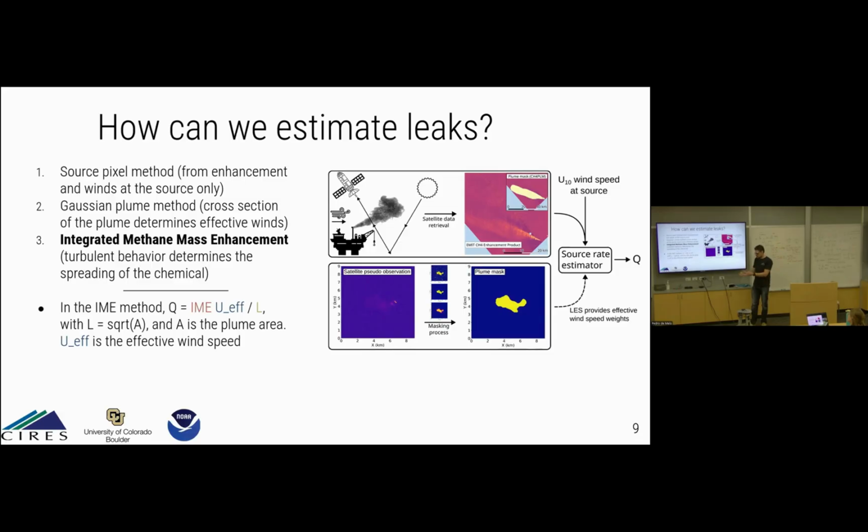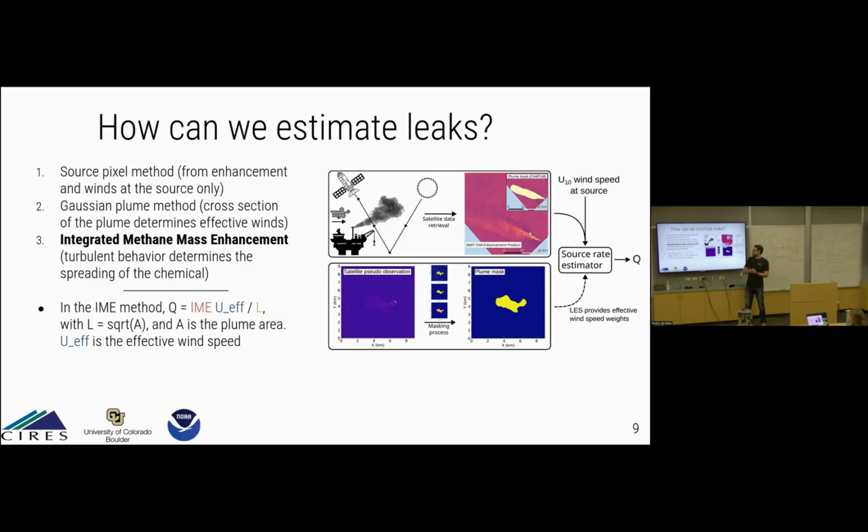You look at that pixel where you know the source is coming from. You measure or calculate how much the wind speed was at the surface, and then you can calculate how much methane is coming out of that pixel. Or you can say that your plume is approximately Gaussian, and then the cross-section of the plume will determine the effective wind at that location, and then you know how much mass is going through that cross-section of the plume.